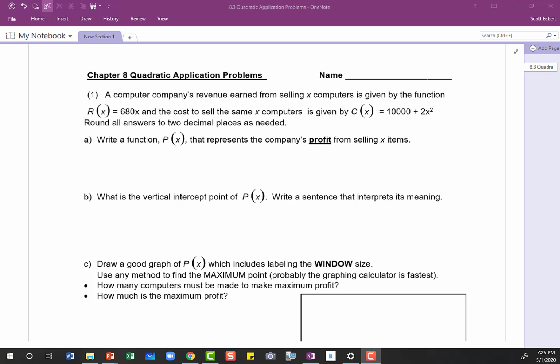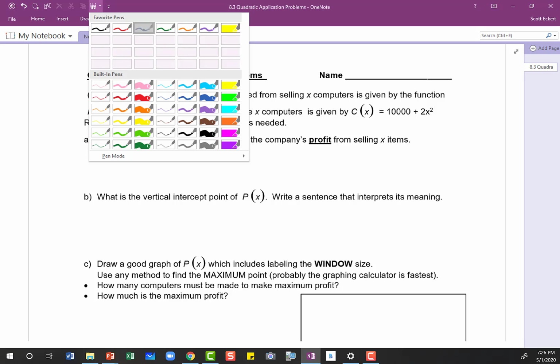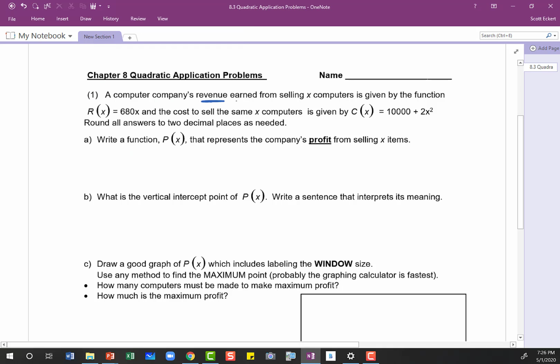All right, welcome back. Hopefully you were able to do those. That's going to really help you. But let's tackle this problem. We've got a company, and their revenue, that's just a fancy name for income. Their revenue is from selling X computers, given by this formula. So revenue, income mean the same thing.